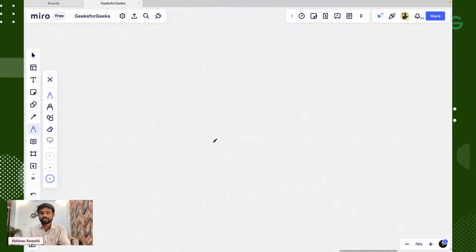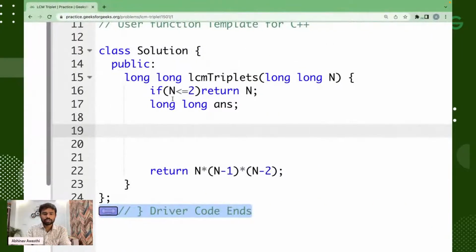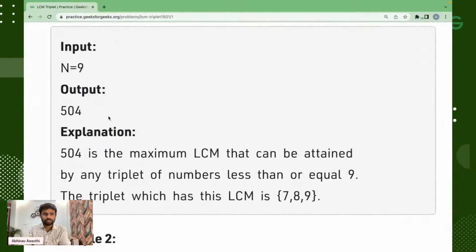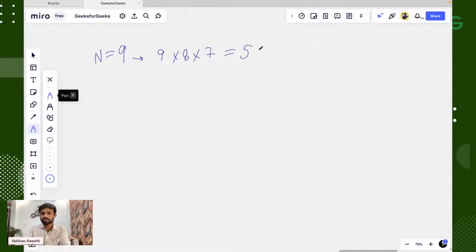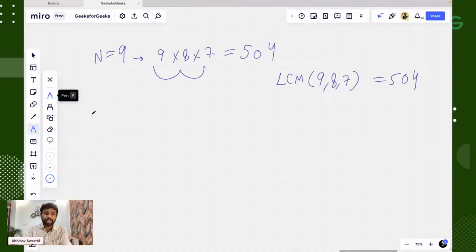Now guys, there's a case. Let's say n is equal to 9. For n equal to 9, the answer was fine: 9 into 8 into 7, which was nothing but 504, because they are all co-primes. If you find the LCM of 9, 8 and 7, it will be 504. But guys, when n is even, this case will not arise.